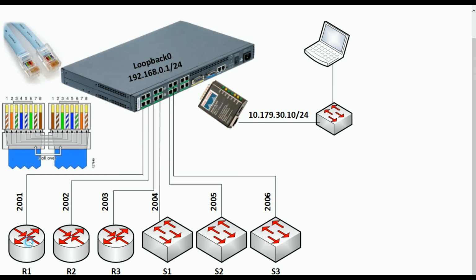As you see, I'm using 3 routers and 3 switches as hosts that are directly connected to the access server using the rollover cable. And once we have successfully completed the configuration, we'll be able to console into any of these hosts that are connected using telnet.